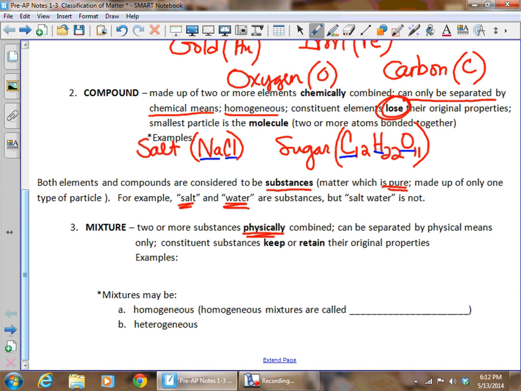Their constituent substances keep or retain their original properties. So if you mix them together, you still have those same properties. For instance, salt water is an example of a mixture. If you put the salt and the water together, you still have the properties of water, you still have the properties of salt. They keep their original properties. Italian salad dressing would be another example of a mixture.